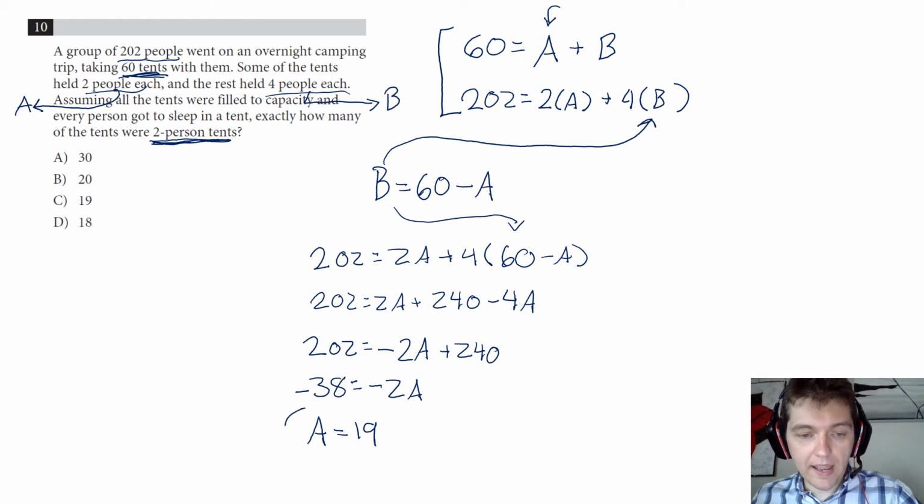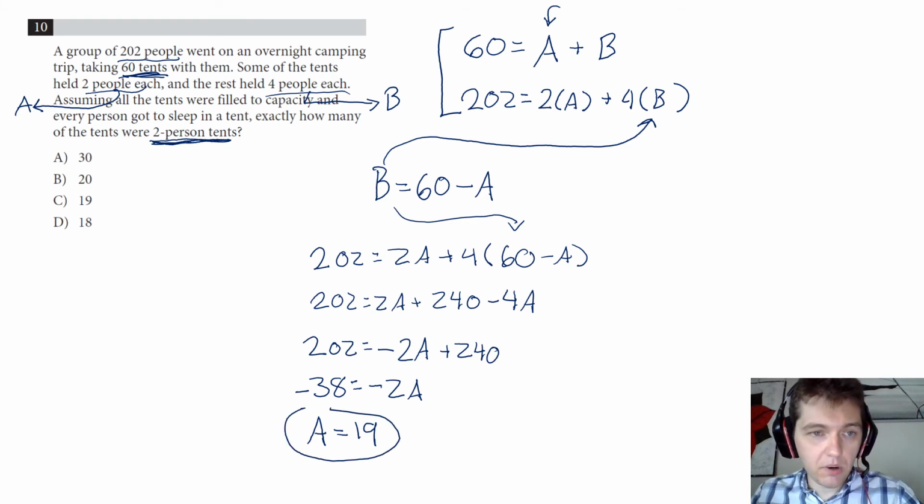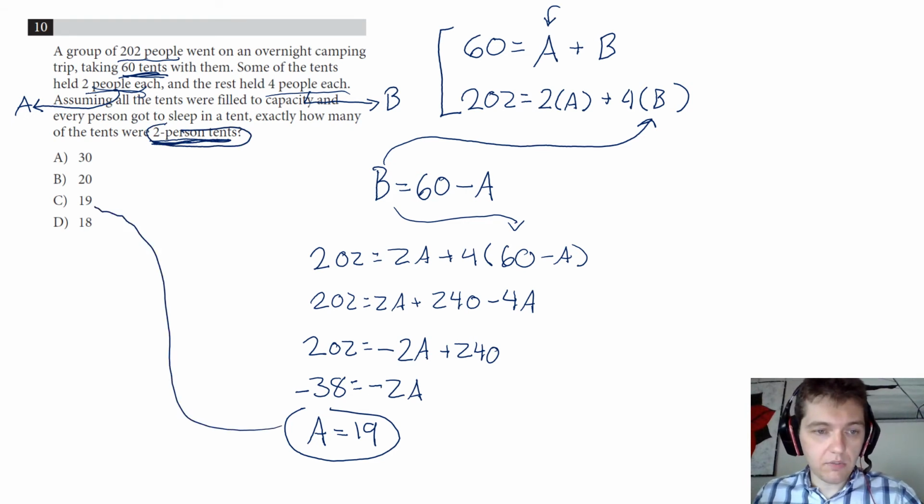Again, reviewing, A is the number of 2-person tents, and that is what we're looking for as our final solution. So that is available as answer C. C is the correct solution.